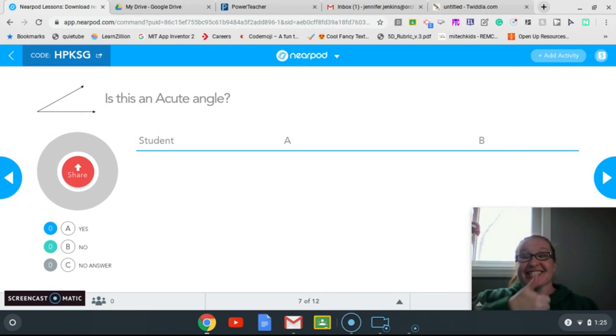If you said yes, you're right again. Again, based on your L or your 90 degree angle, your right angle, it is smaller than your right angle, so therefore it is an acute angle.